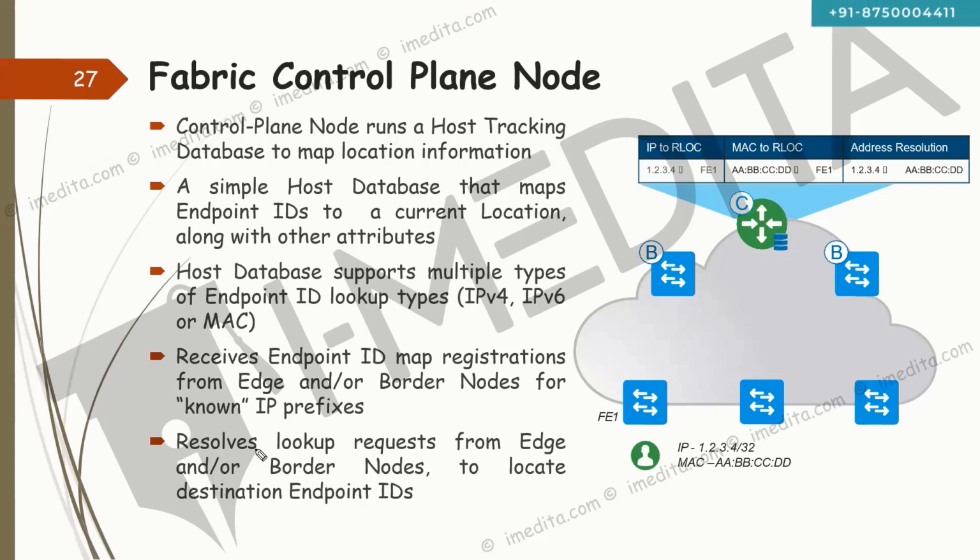Fabric Control Plane node is responsible to propagate the information. It is responsible to send the information that this endpoint actually lives onto this particular router to the Fabric Edge device.